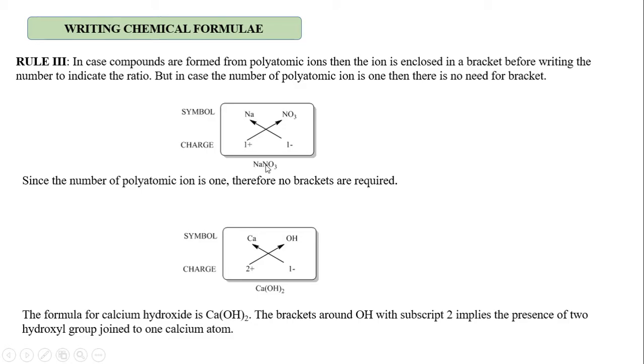Suppose sodium nitrate. For sodium the formula is Na, plus 1. Nitrate is minus 1. If you do the crisscross, we will get NaNO3. For NO3 the subscript is 1, so you need not enclose the bracket.